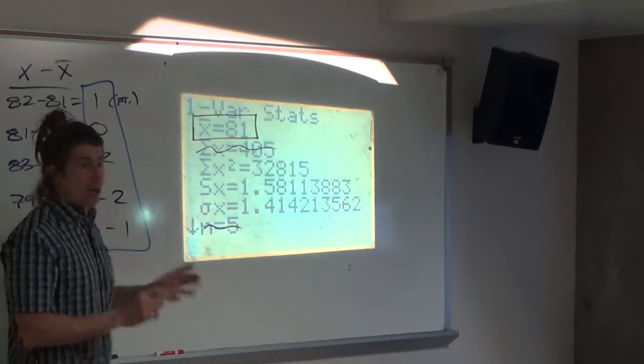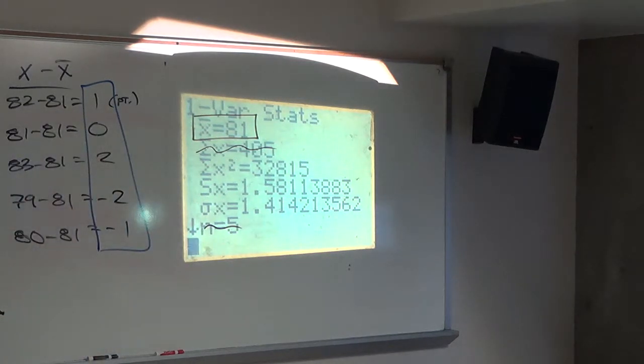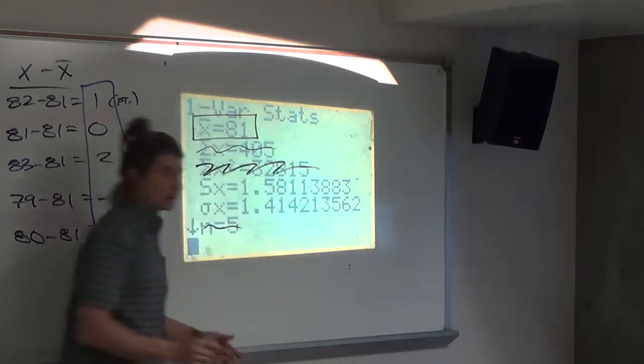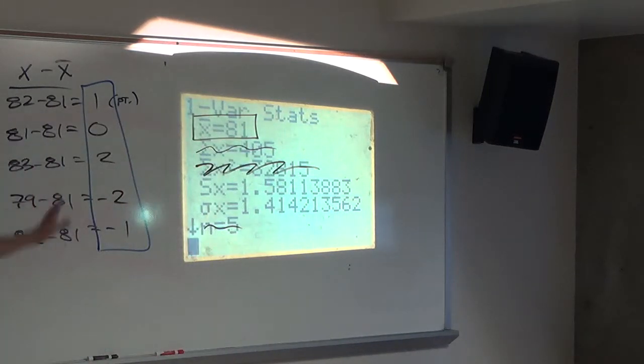If you were to take all of the exam scores and square them, and then add that up, you'd get 32,815. You can go ahead and strongly cross that one out. You're never going to use that here. I'm not even sure why it's there, to be perfectly honest. Except back in the day, students had to calculate standard deviations manually. And there is a shortcut using that. I'm guessing that's why it's still there.